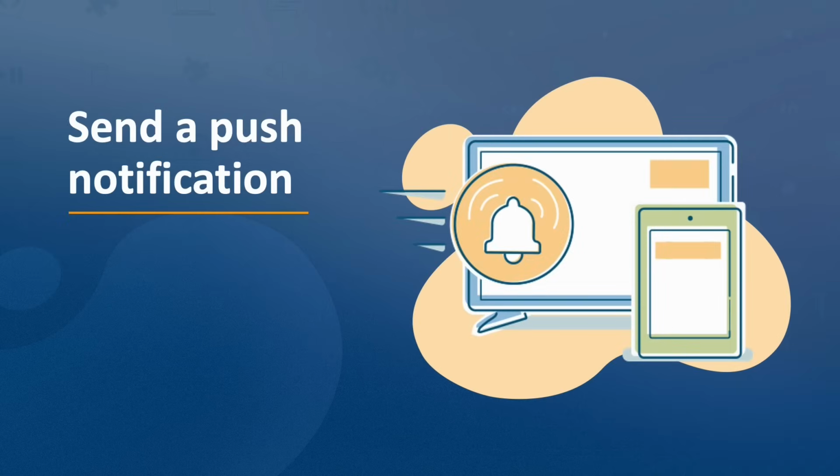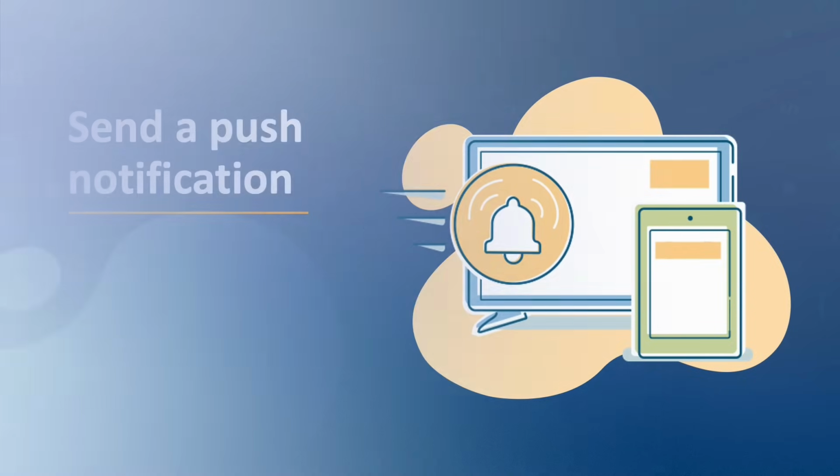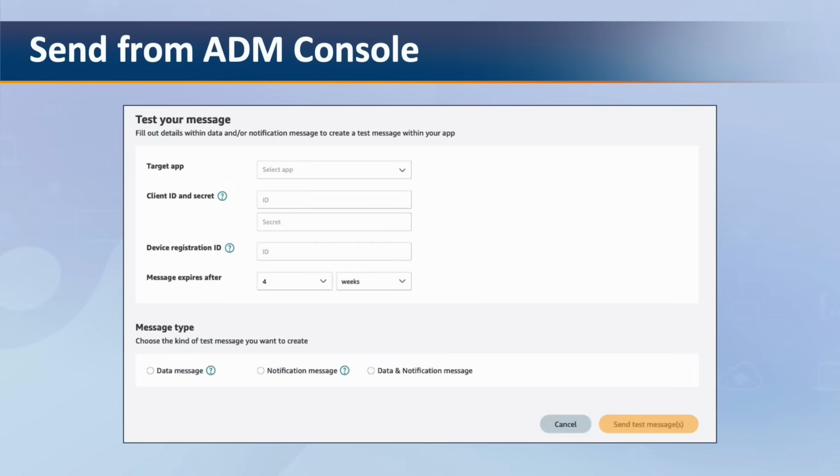We are now ready to test the ADM integration, sending our first push notification. ADM has a web console that you can use for this scope. Go to the ADM console from the developer console. This console is under the Apps and Services tab and Device Messaging option. In the Test Your Message screen, select the target app. Enter the client ID and secret and device registration ID. Choose the duration of the message in the Message Expires After section. Choose the message type. Select Send Test Message to complete your notification. Check for the message on your device.